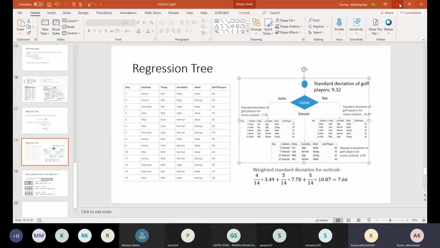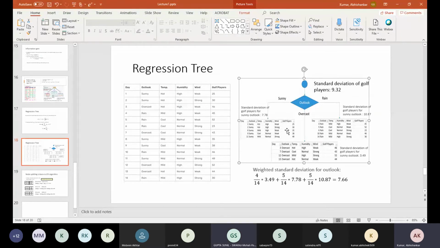So you asked about how to calculate the standard deviation of the golf player for a node. Basically, instead of the Gini index, in the case of regression, at every node you have to calculate the standard deviation. Once you get the standard deviation, you have to get the weighted standard deviation.